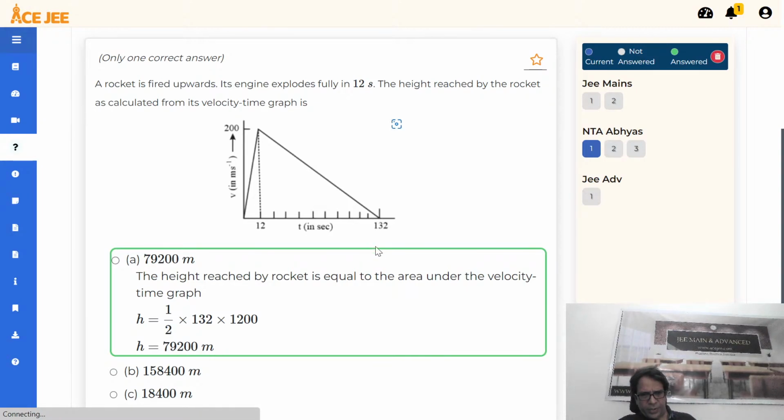Unless there is something wrong, there's an error here. The velocity is not 200 but rather 1200. So there is an error in the graph there. It should be 1200. That's why it's not in the options. Okay, let's move on. Next question.